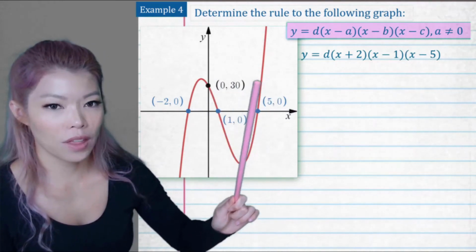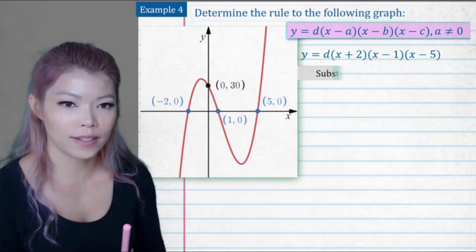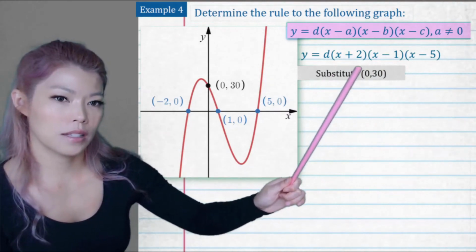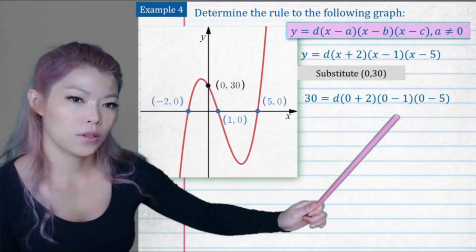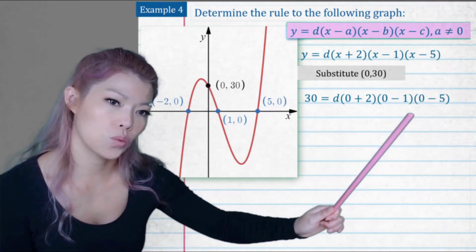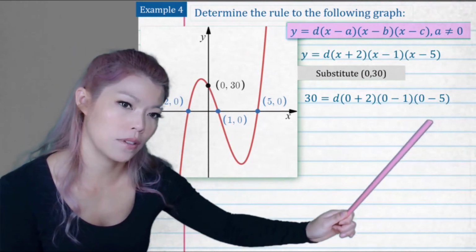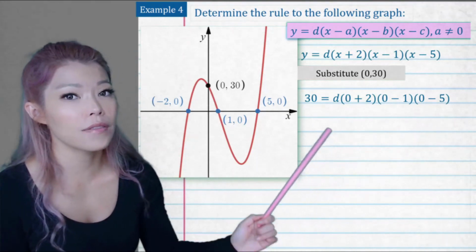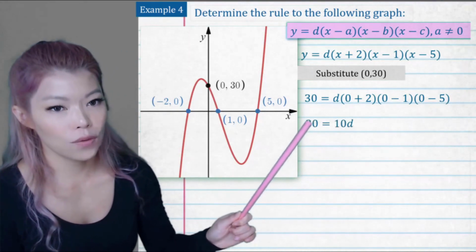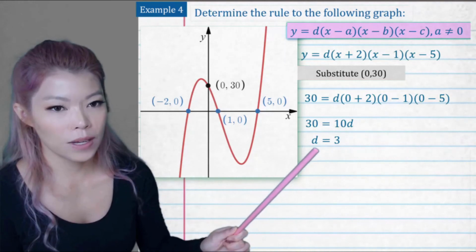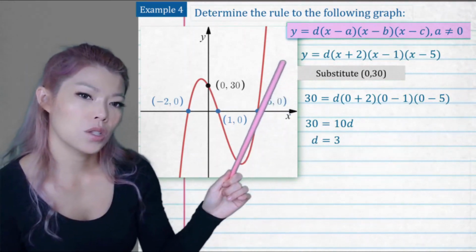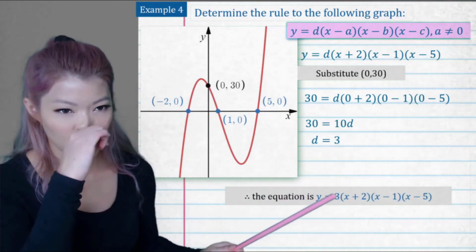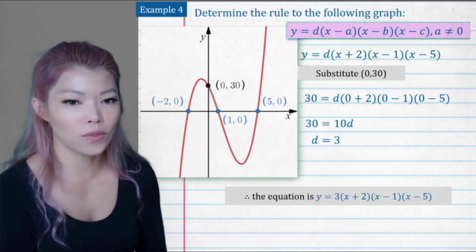There's a point there, the y-intercept, so we can use that to find d. So substitute x is 0 and 30 for y. Plug that all in, we have 2 times -1 times -5, which is 2 times positive 5, which is 10. Bring the 10 over. We have 30 divided by 10 is 3. So now we have the d, chuck it in. So y equals 3(x + 2)(x - 1)(x - 5).